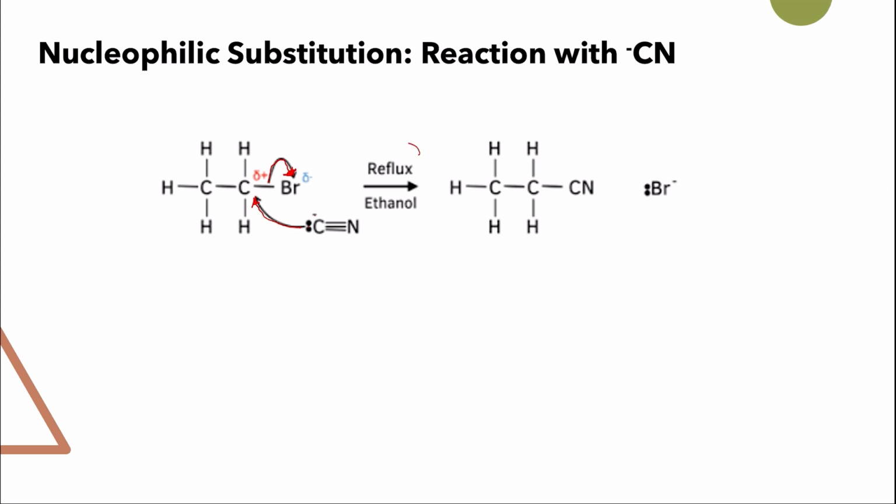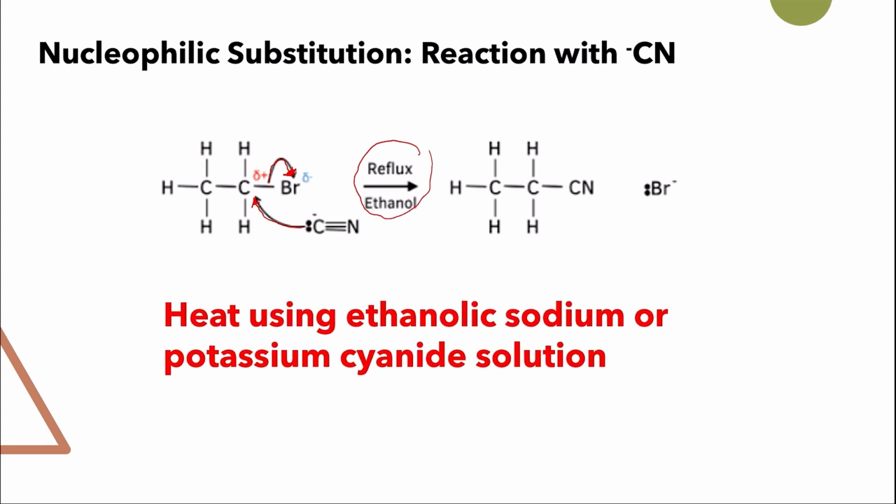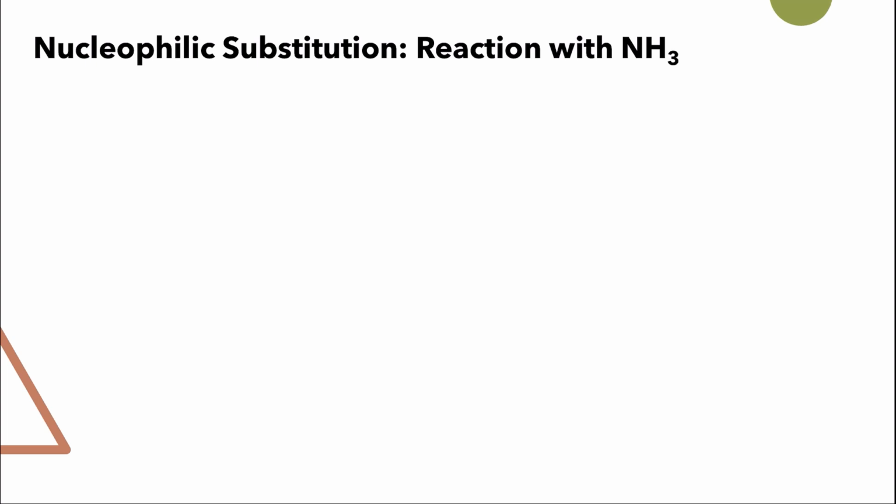In this reaction, the reaction condition, you need to reflux using an ethanolic solution of sodium or potassium cyanide. And then the product will be a nitrile, so we simply substituted the bromide with the cyanide to give you the nitrile. The third reaction is the reaction with ammonia.